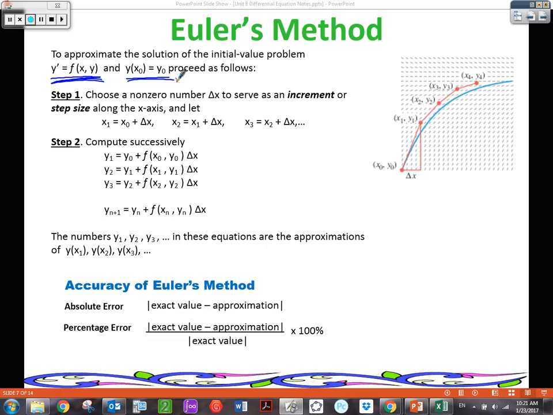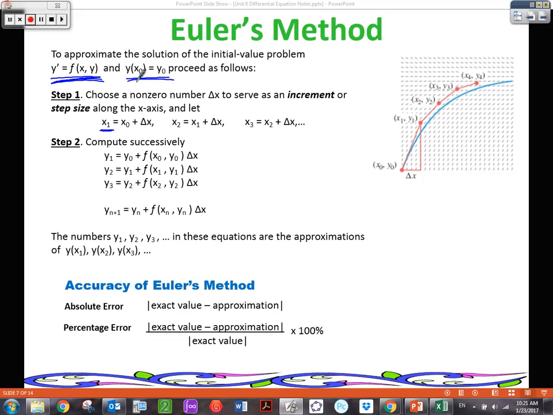So what do we do? Step 1, we choose a nonzero number, delta x, to serve as an increment or step size. Now, they're not going to let us choose what the step size is. They'll either tell us or they'll give us such restrictions that there's only one right answer for the step. So we do have to have the step size.